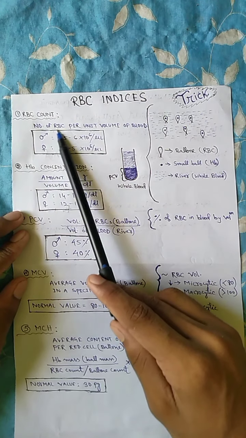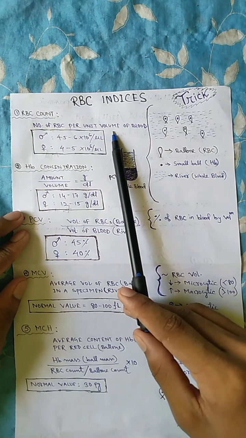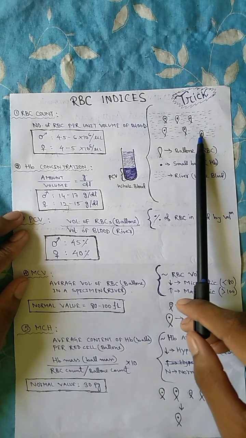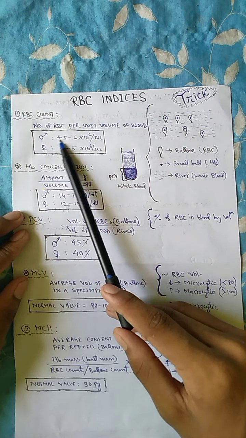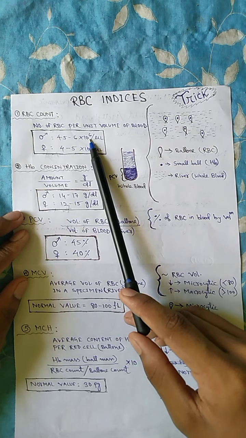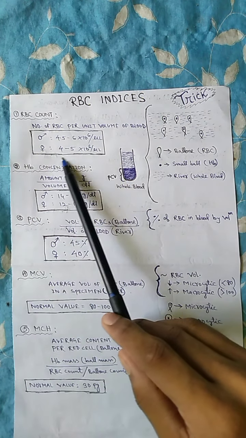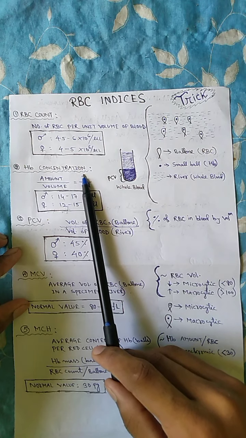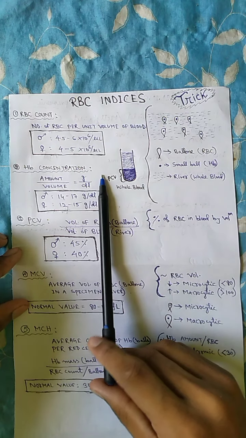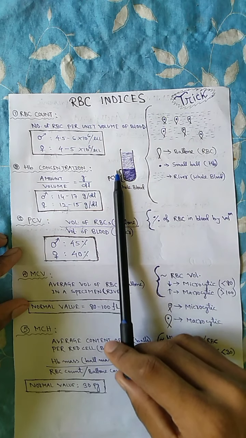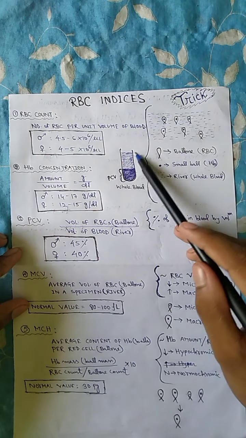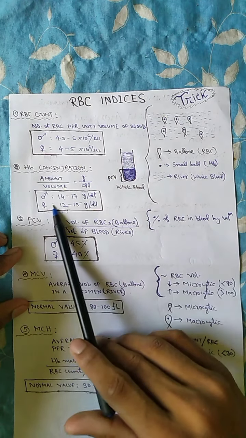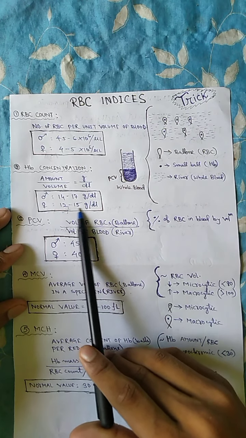So let's start with RBC count. That means the number of RBCs per unit volume of blood. We can compare it with our balloons: the total number of balloons in the whole river will be our RBC count. For male it is 4.5 million per microliter, and for female 4 to 5 million per microliter. Now hemoglobin concentration. As you know, concentration is equal to amount by volume. So hemoglobin concentration means the amount of hemoglobin per unit volume of whole blood. That means this is the blood, and the hemoglobin in the whole blood will be our hemoglobin concentration. For male 14 to 17 and female 12 to 15.